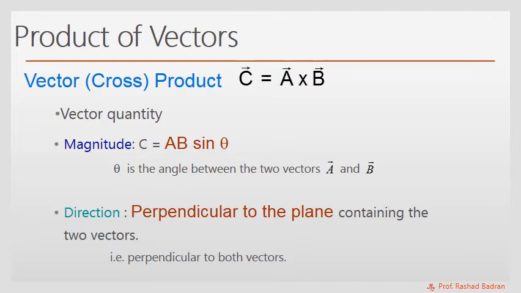However, the vectors A and B form a kind of parallelogram in the plane, and the magnitude of the vector product, AB sine theta, is actually equal to the area of the parallelogram that the vectors span.